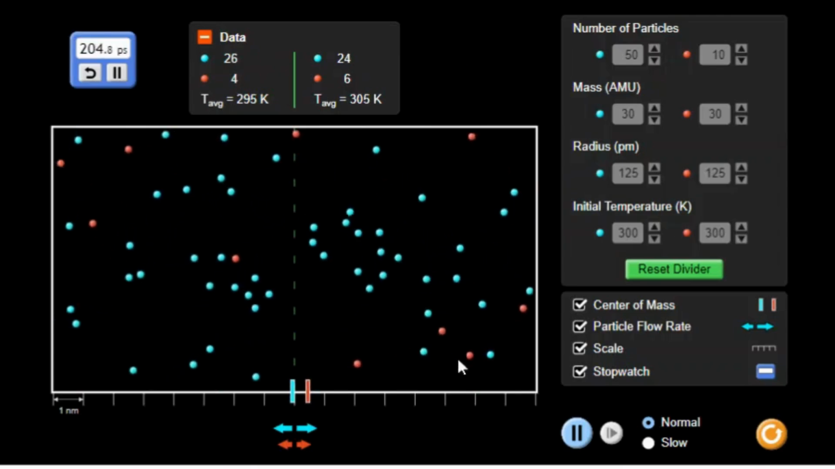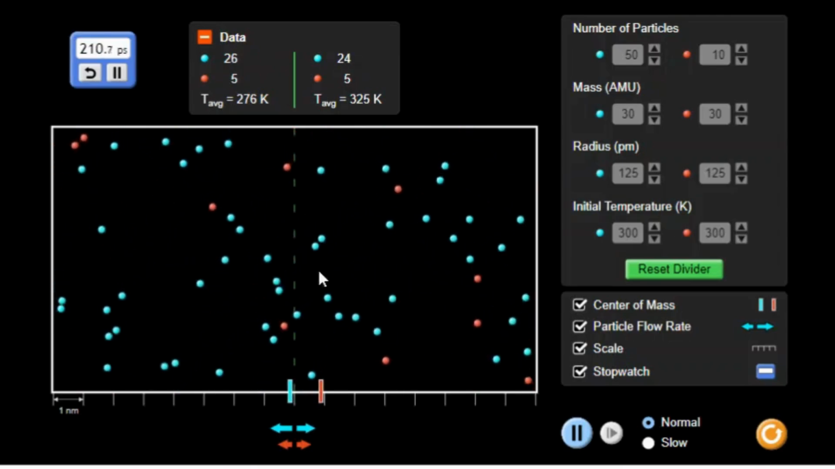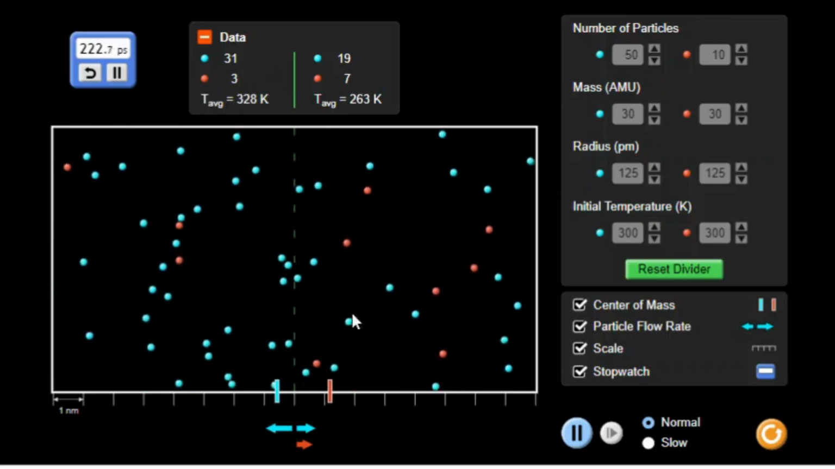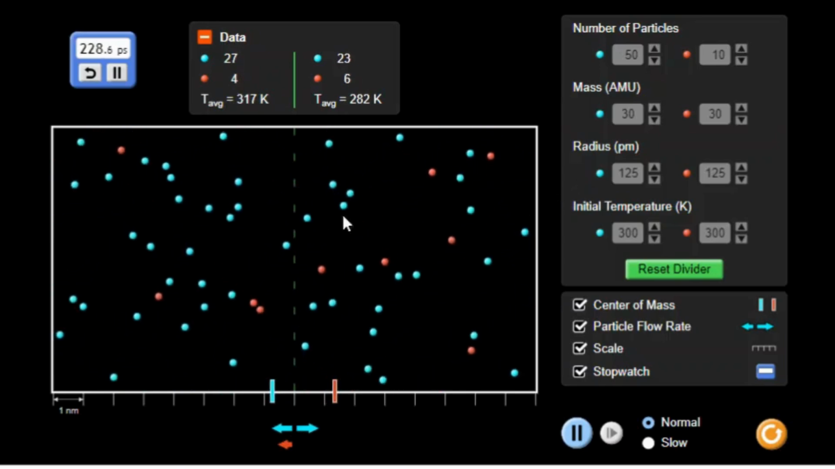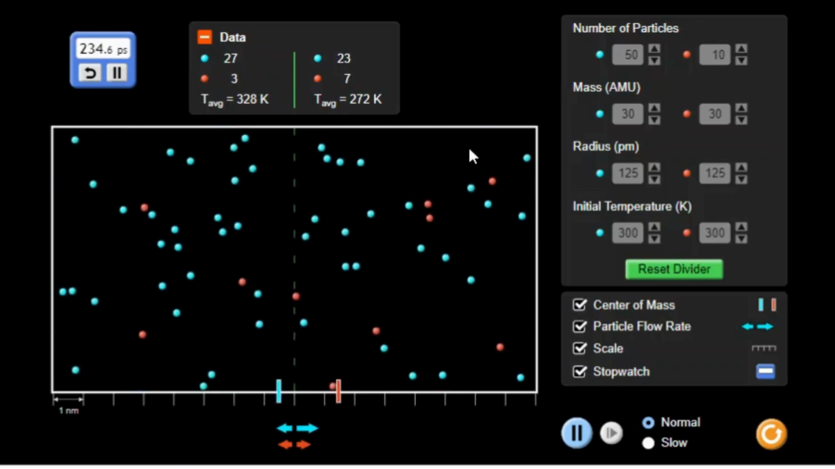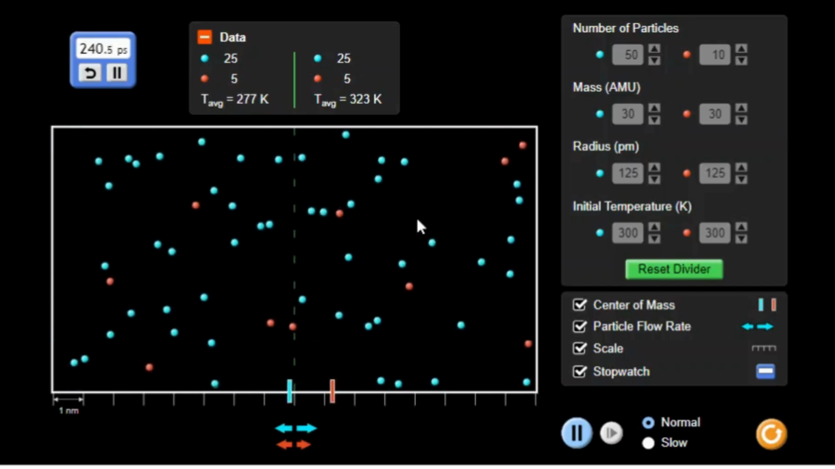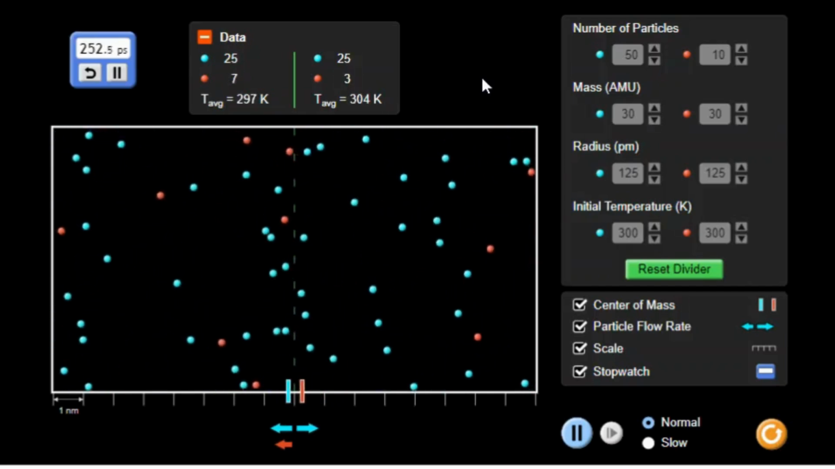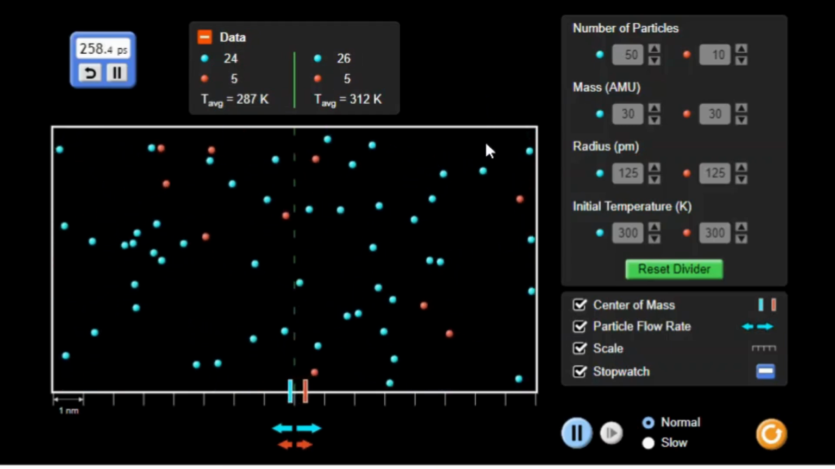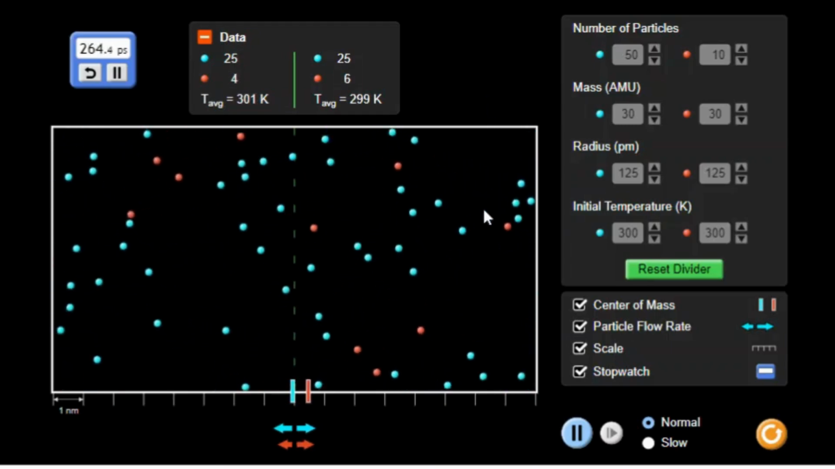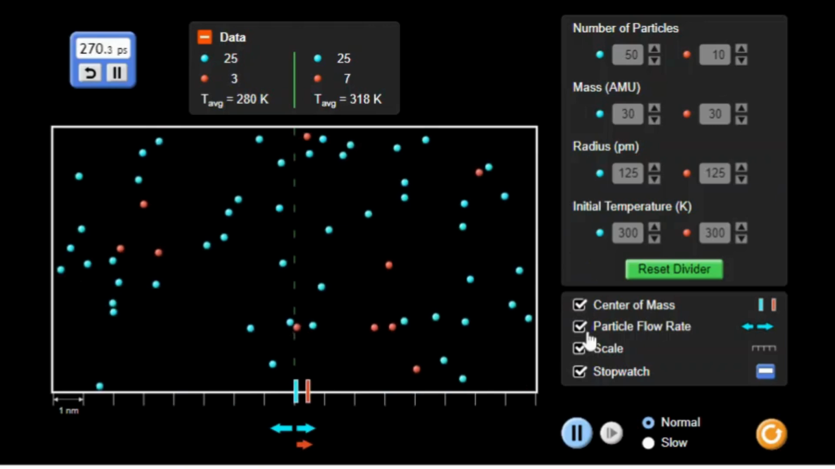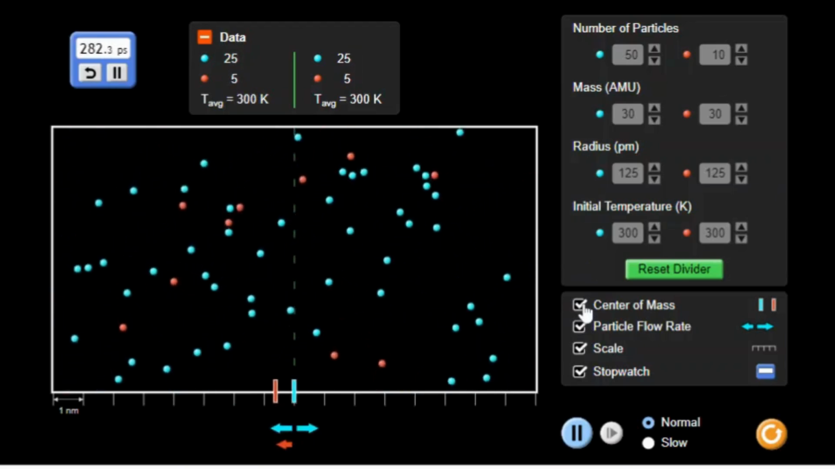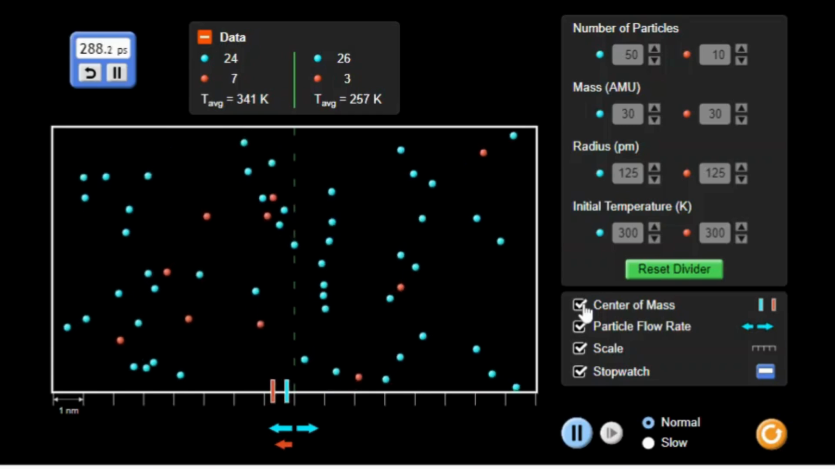The center of mass is a point that represents the average position of all the particles in the system. As the gases mix, the center of mass will shift until it stabilizes, indicating that the system has reached equilibrium. The particle flow rate arrows are proportional to the number of particles that have crossed the midline and are time averaged over 300 picoseconds. This representation helps students visualize the movement of particles and understand when the system has reached a state of equilibrium, where the net flow of particles across the midline is zero.